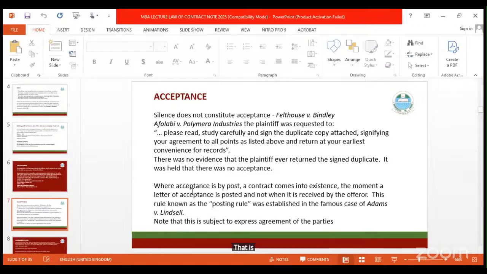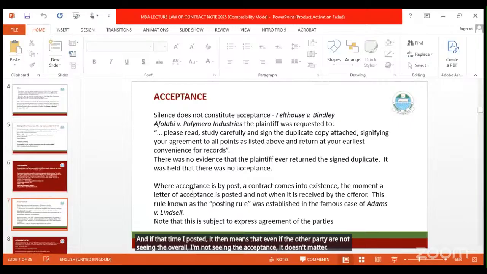That is what this Adams and Lindsay postal rule is trying to establish. At what point did the contract come into existence? Is it at the time of posting? And if it is at the time of posting, it then means that even if the other party is not seeing the acceptance, it doesn't matter. Once you post in the proper post office, the contract comes into existence.